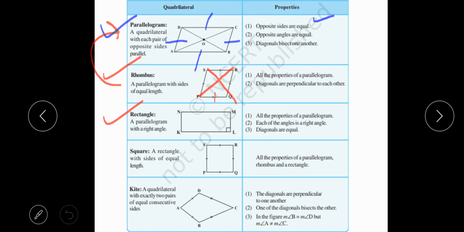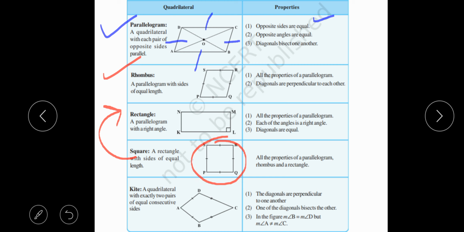Next one is your square. Square is a quadrilateral. So a square is a rectangle. It means it holds all the properties of a rectangle with sides of equal length. If in a rectangle all the sides are equal, then such a rectangle is called a square. So what are the properties of a square? All the properties of a parallelogram, rhombus and rectangle. When we combine all the properties of a parallelogram, rhombus and rectangle, we get the properties of a square.